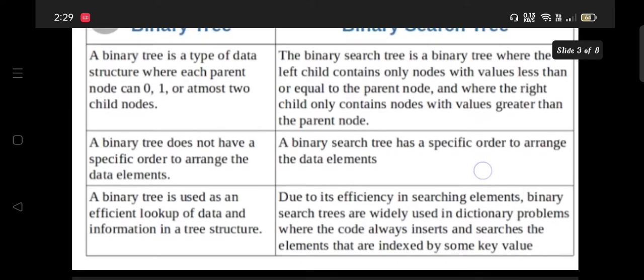A binary tree does not have a specific order to arrange the data elements. In the case of a binary search tree, it has a specific order to arrange the data elements. A binary tree is used for efficient lookup of data and information in a tree structure. Due to its efficiency in searching elements, binary search trees are widely used in dictionary problems where the code always inserts and searches elements that are indexed by some key value.